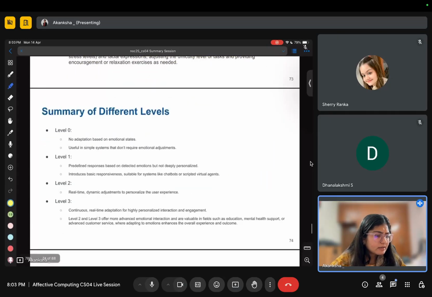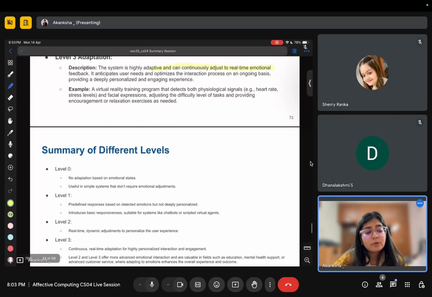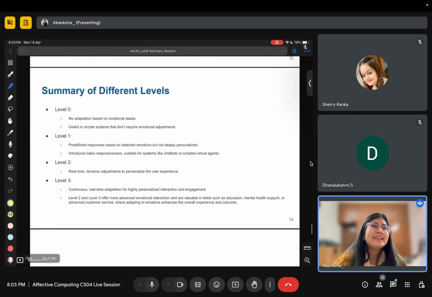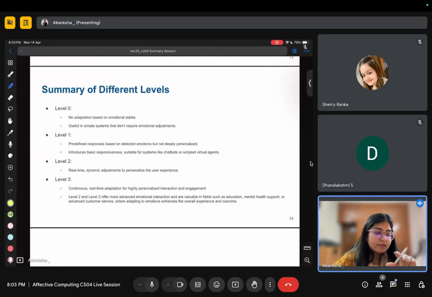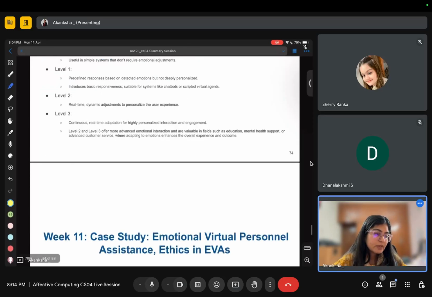Then there is another level also. If we go to level 4, level 4 means there are multiple agents. Like in this case, till now we were discussing one tutor and one person, but let's say two agents are interacting with each other, or I am interacting with multiple agents. Then which levels will apply? This is level 4.